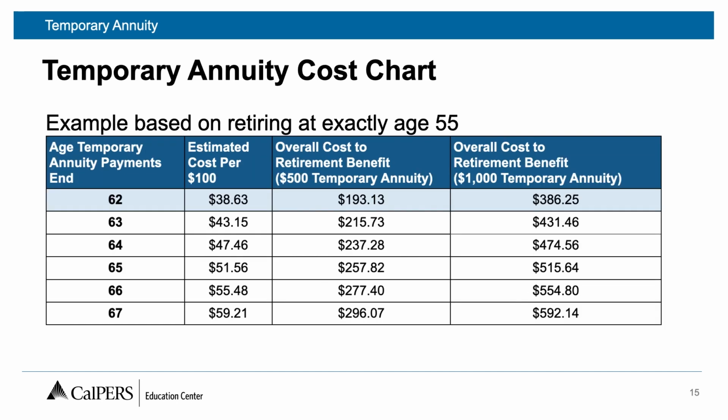In this example, if you were to retire at exactly age 55 and took a temporary annuity until age 62, the cost would be $38.63 per $100 increment. So, to receive a temporary increase of $500, your monthly benefit would be reduced by $193.13 per month for life. A $1,000 temporary annuity would cost $386.25 per month. Remember, this is just an example. The actual cost of a temporary annuity is determined at retirement.